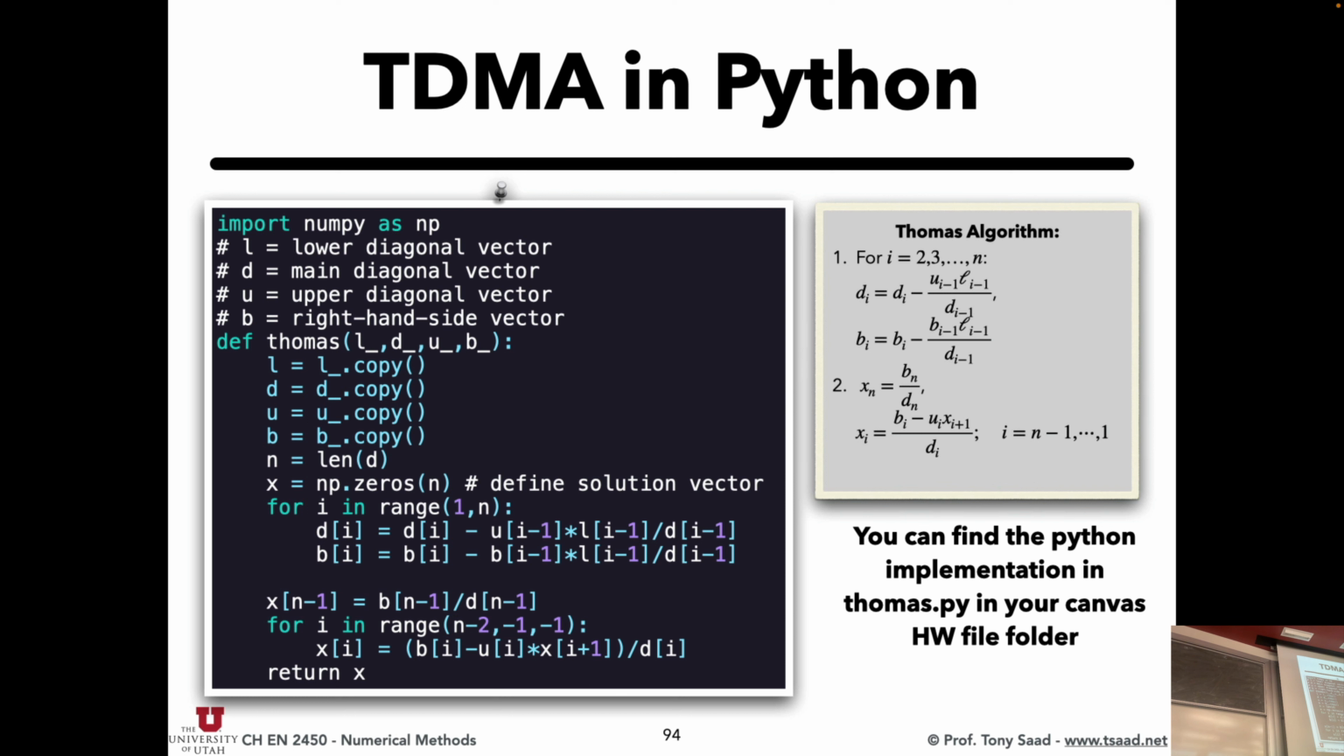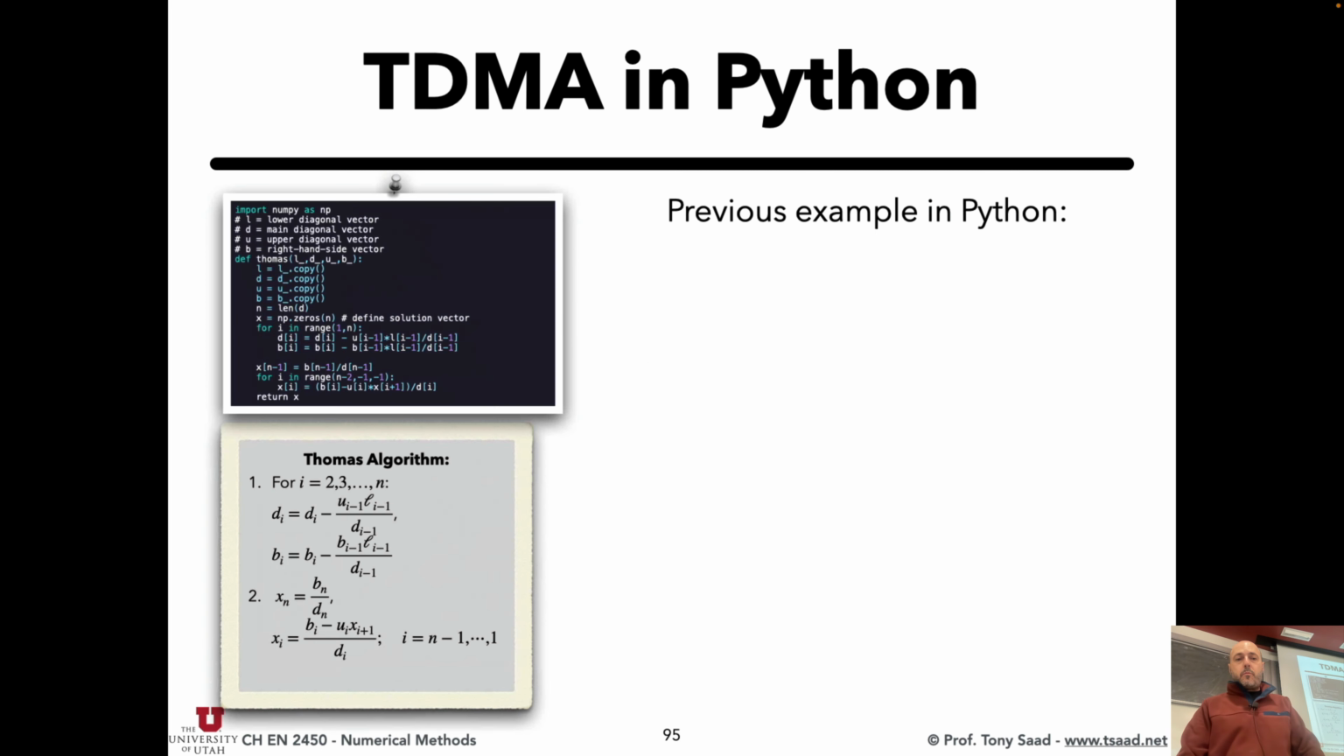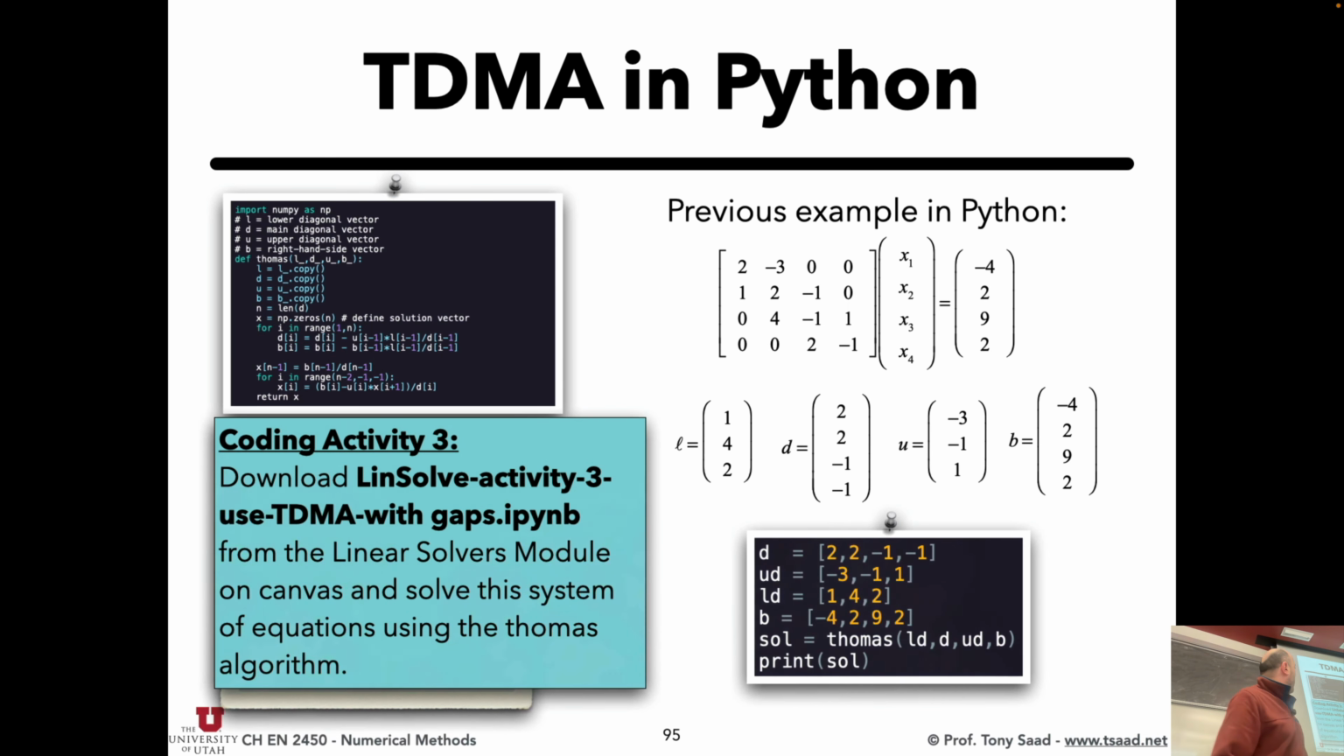So you're going to use this with your upcoming homework 4, okay? You can copy it, reuse it. I give you permission to reuse it. If we see it in your codes, you have my permission to use it. That's not copying. You don't have to change the variables or anything. Keep them as is, okay? This is on the slides, but you can copy it from tomas.py in your homework folder. Or you can also do it in Python. So let's download this linsolve activity 3. Use TDMA with gaps, okay, to solve this system.